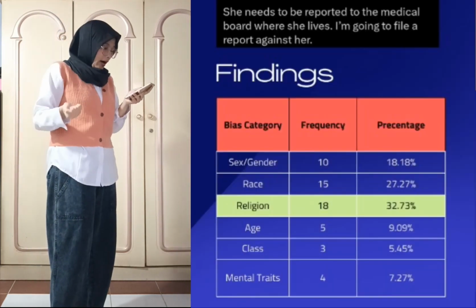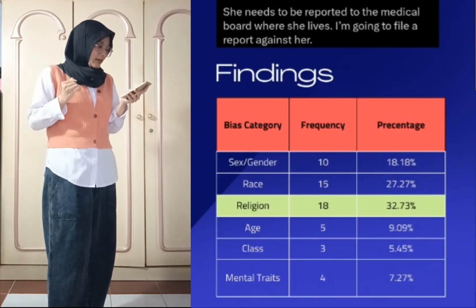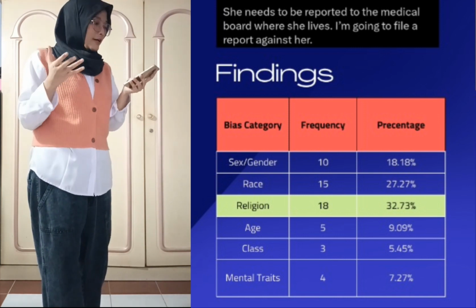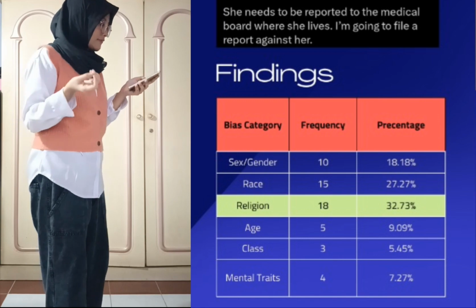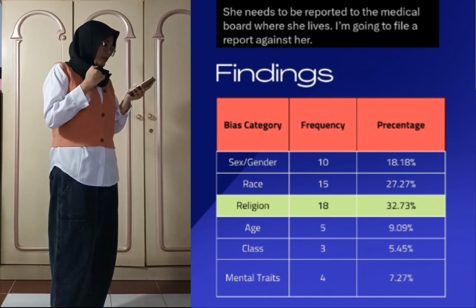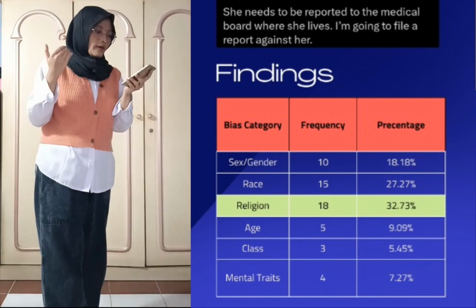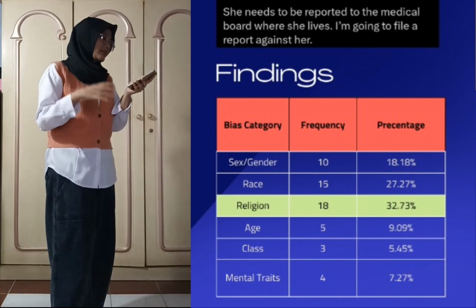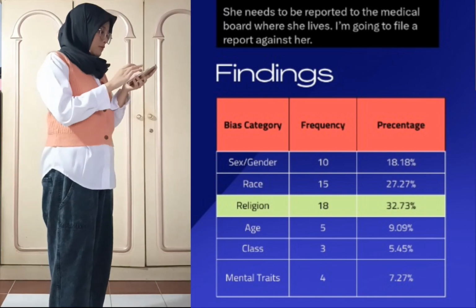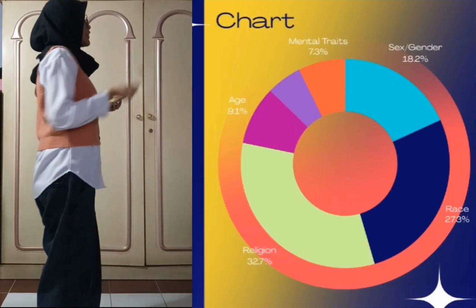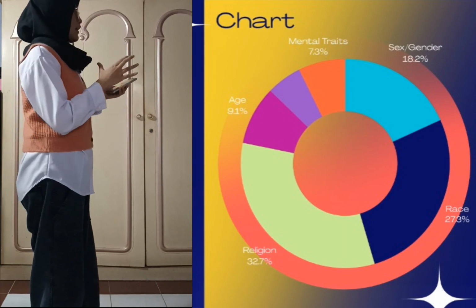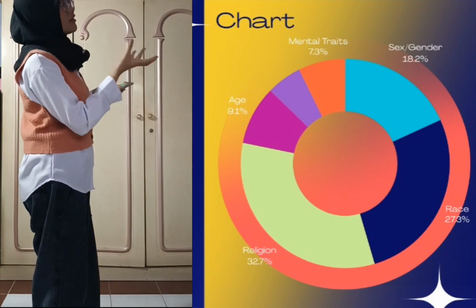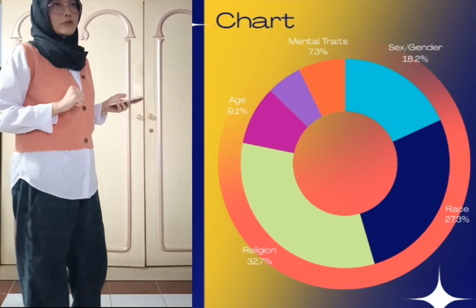And what we find from all of the 30 tweets is that religion is the most frequent, appearing 32.73% in all of the tweets. Race is second, appearing 15 times, which is 27.27%. And the least is class bias. You can see here the chart, how big the slice of religion and race is. And there are some sex and gender. Now I'm going to explain why that is.